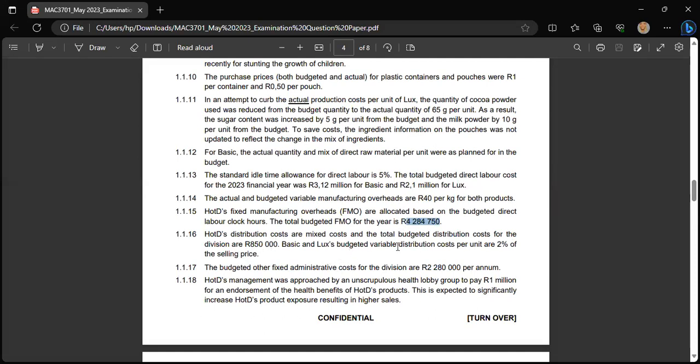So basic and Lux budgeted variable distribution cost per unit is 2% of the selling price. Right, so it's going to be 2% of the selling price. So the total cost is 850,000. So from this 850,000, we then have to deduct the variable element, the variable portion of that, which is going to be 2% of the selling price of each. All right, so let's just put that down.